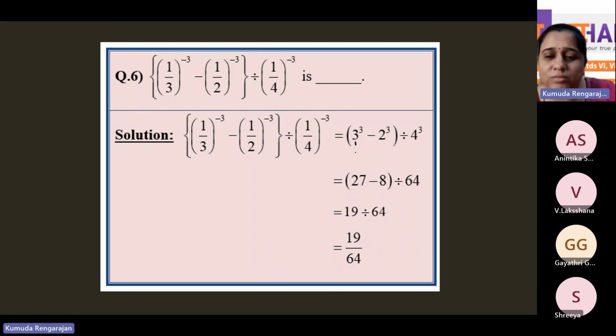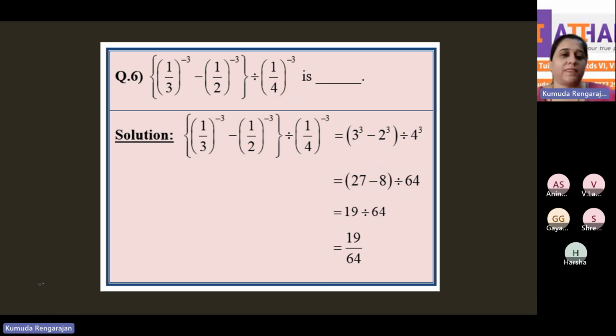So 3 cubed is 27. 2 cubed is 8. 27 minus 8 is 19. And here we have divided by 4 cubed. This is 4 cubed, which is 64. 19 by 64.